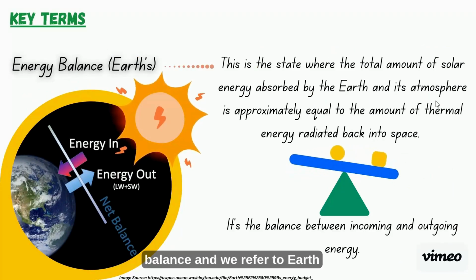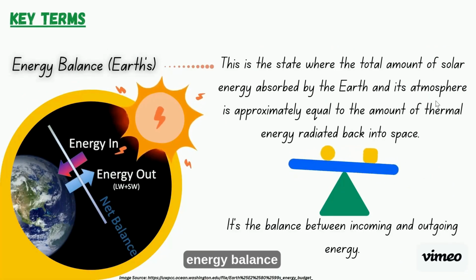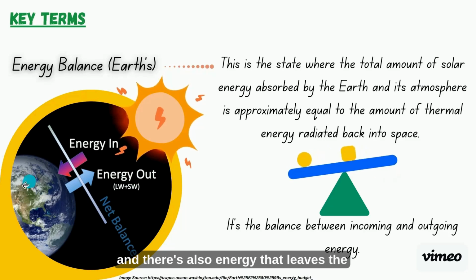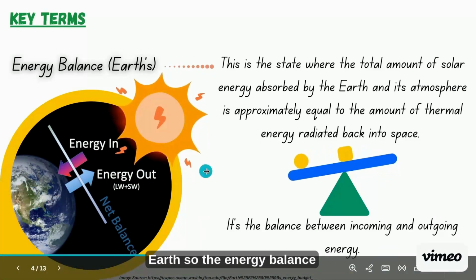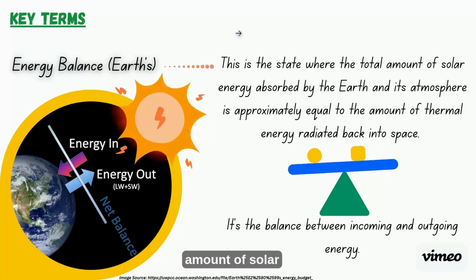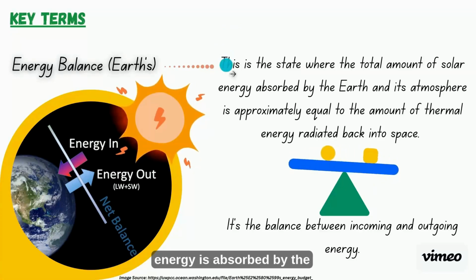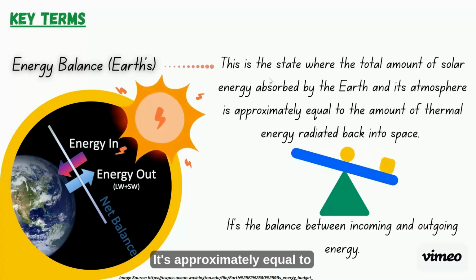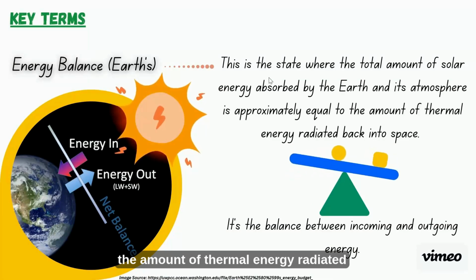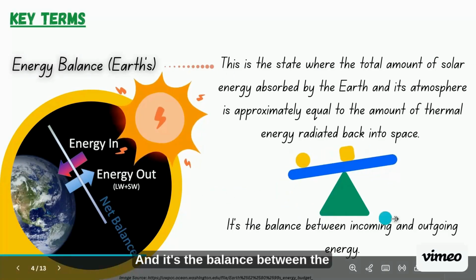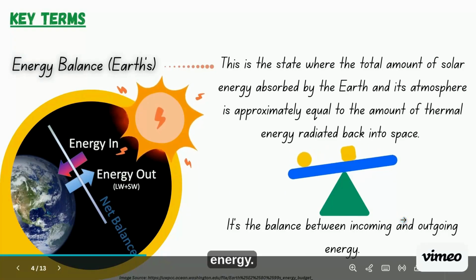Energy balance, and we refer to Earth's energy balance. The energy comes in from the sun to Earth, and there's also energy that leaves the Earth. So the energy balance is the state where the total amount of solar energy absorbed by the Earth and its atmosphere is approximately equal to the amount of thermal energy radiated back to space. It's the balance between the incoming and outgoing energy.